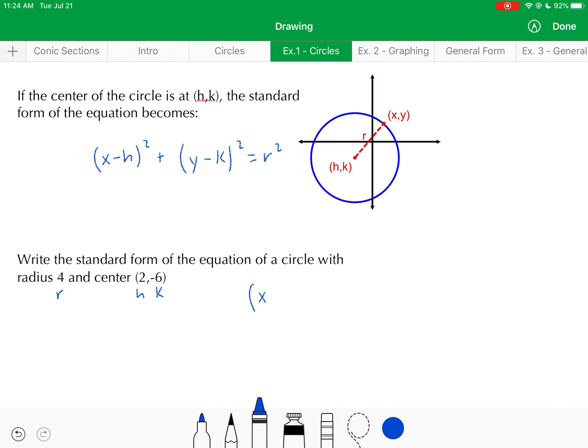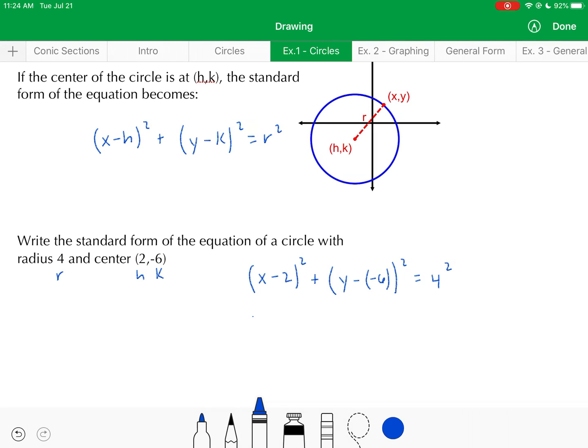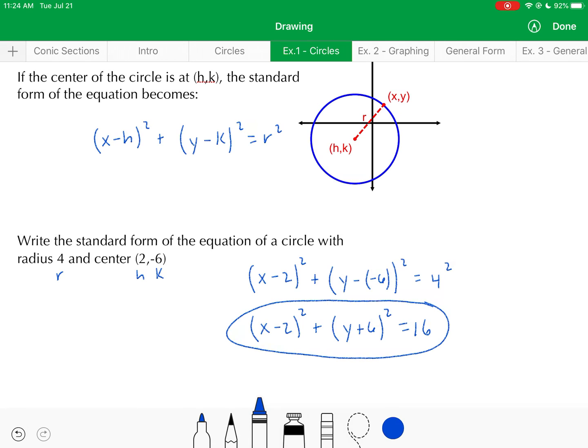So substitute those each in to the formula from above. So I'd have (x minus 2) raised to the second power plus (y minus negative 6) raised to the second power is equal to 4 raised to the second power. And then I'll simplify that just a little bit. (x minus 2) raised to the second plus (y plus 6) raised to the second is equal to 16. There's your standard form. Okay.